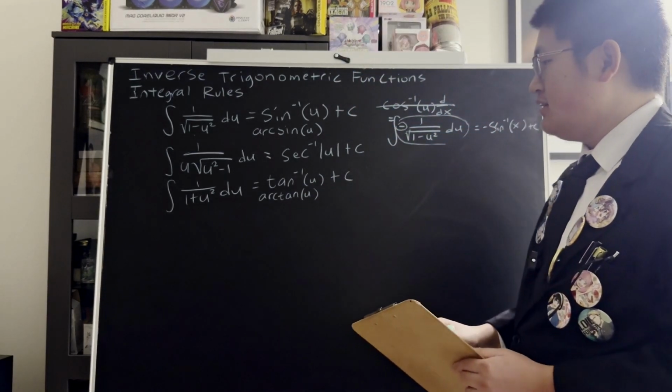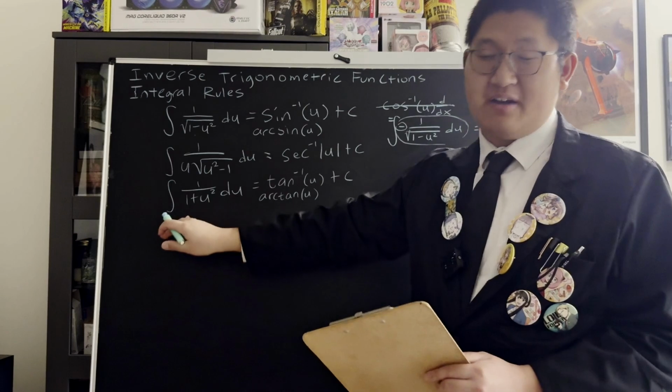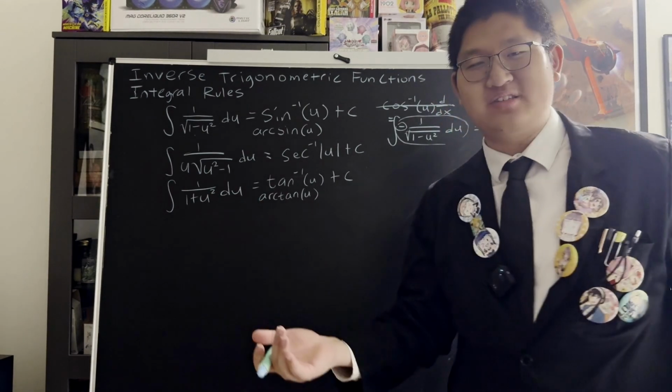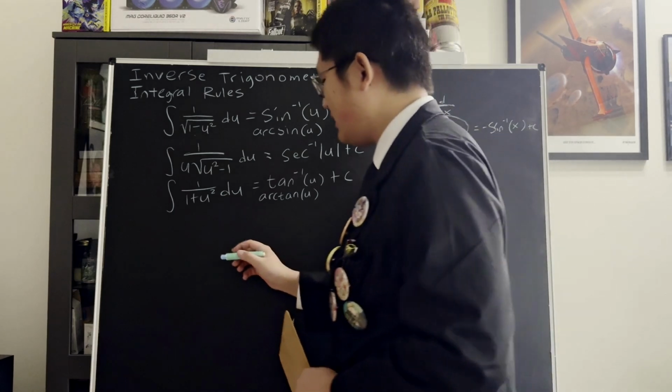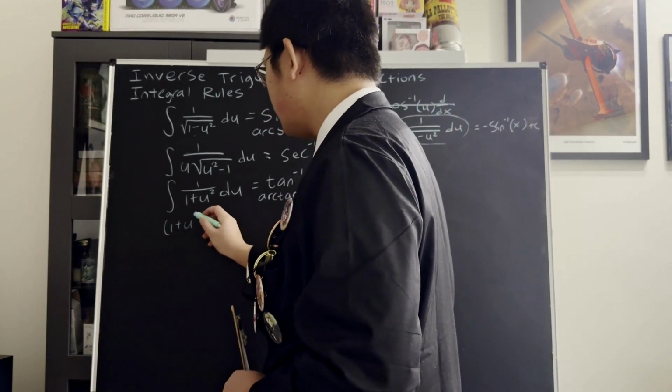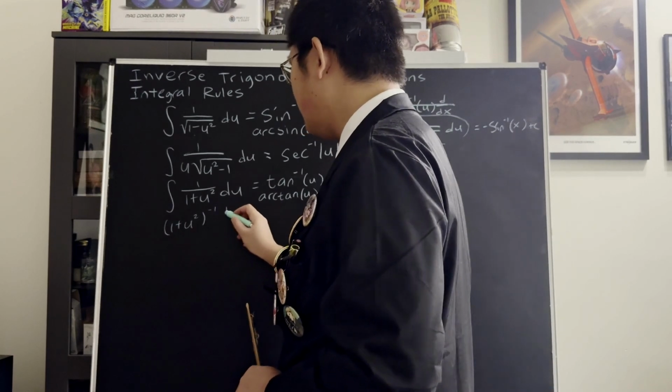Okay, so I know that this might look like not a really big deal. 1 over 1 plus u squared, like there's two other ways to solve it, right? Isn't it just the same thing as if we used instead 1 plus u squared to the minus 1, right? And then we take that derivative?